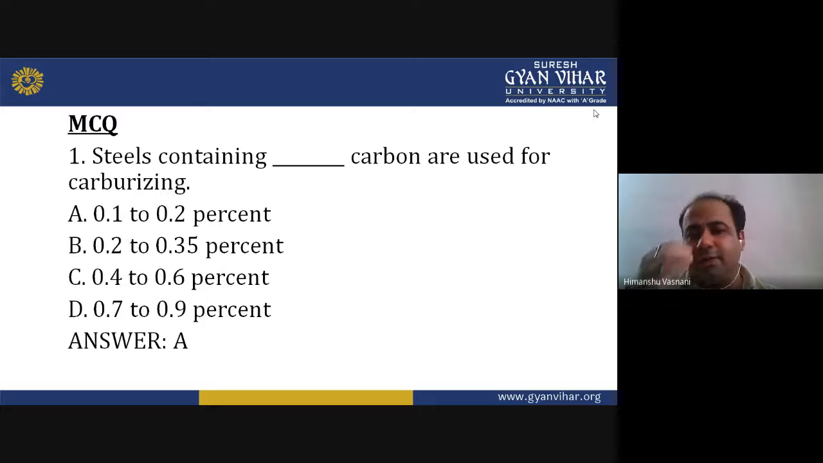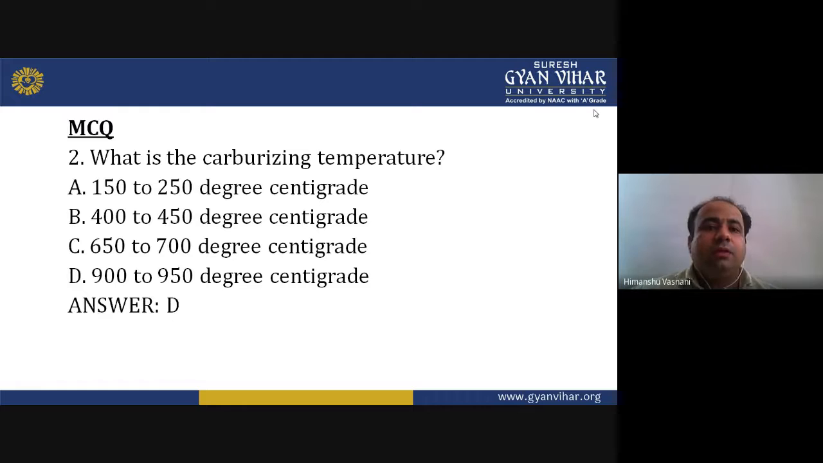Now we go with the MCQs for today. Steels containing this much of carbon are used for carburizing. What do you think should be the answer? I think it should be answer A, 0.1 to 0.2% carbon. And what is the carburizing temperature? It's around 900 to 950 degrees centigrade.